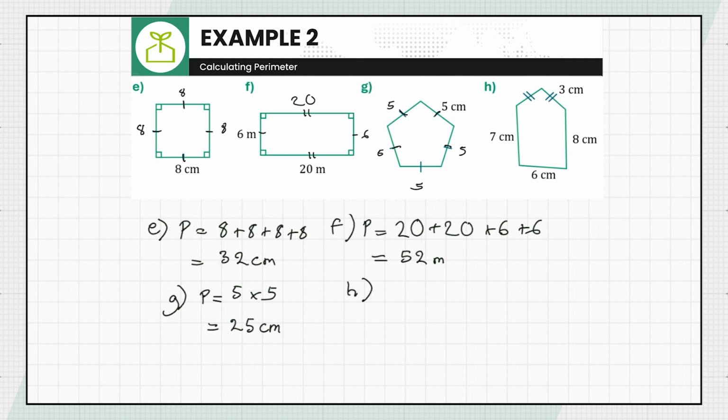For H, we have 2 equal sides here, so we can write in that missing information, and then we can add up all the remaining sides to get the perimeter. So our perimeter is going to be equal to 3 plus 3 plus 8 plus 6 plus 7. So our 3 plus 3 is going to be 6, add our two 6's together we get 12, add our 8 we get 20, and add our 7 we get 27 centimeters.